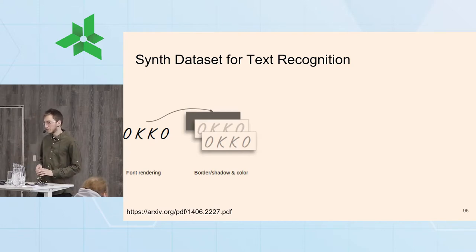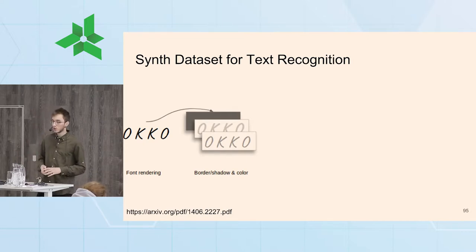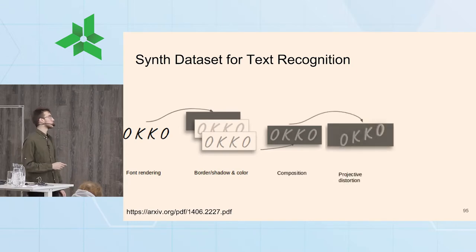How do we make the synthetic data? The first step is font rendering and choosing what word we want to take for our synthetic image. After we found out what word we want to choose, like the word "okko," we then randomly take one of 2000 fonts, which we took from the Google Fonts API, from the Google Fonts site. We have a huge bunch of different fonts, which gives us a big variety of fonts.